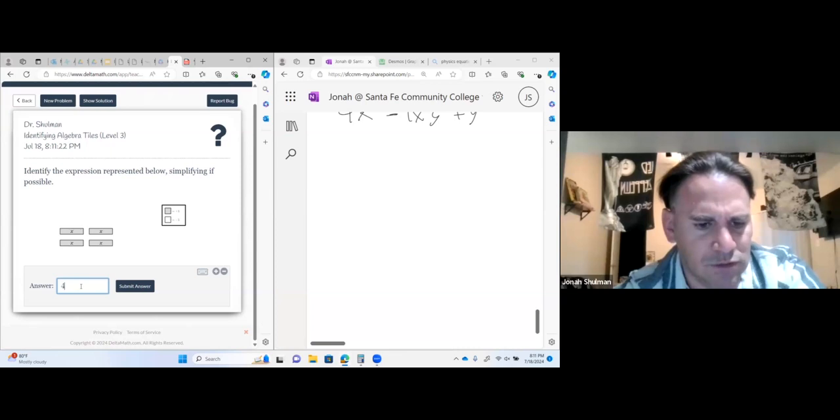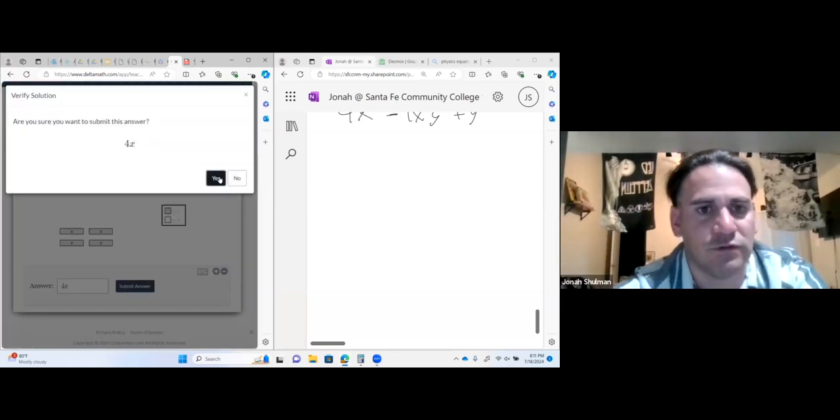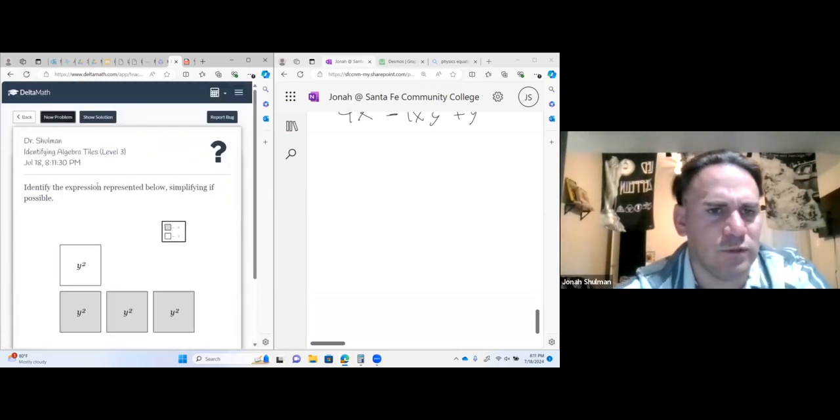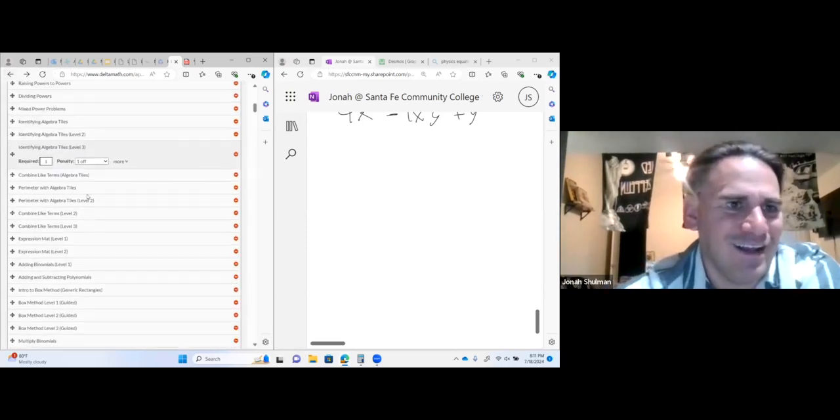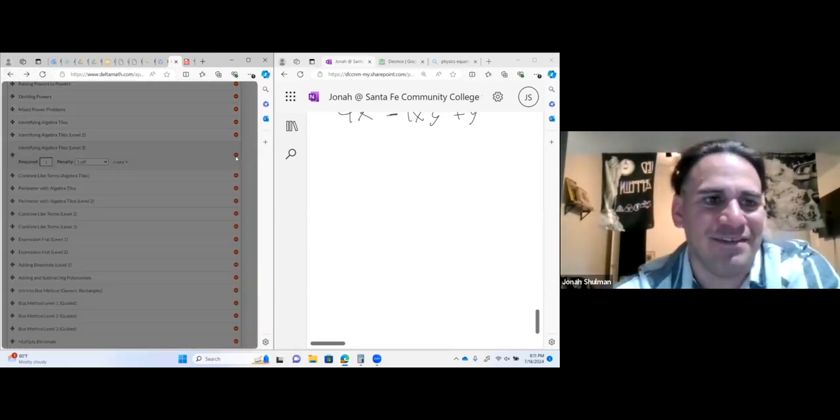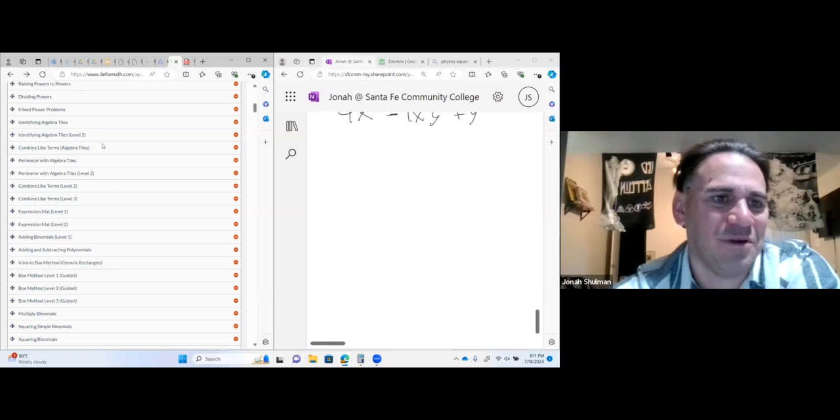Is it really just 4x? I don't know what makes this a level 3, but let's do a new problem just to see. It's exactly the same. Okay. You don't need to do level 3. Level 2 is the same, so don't worry about it.